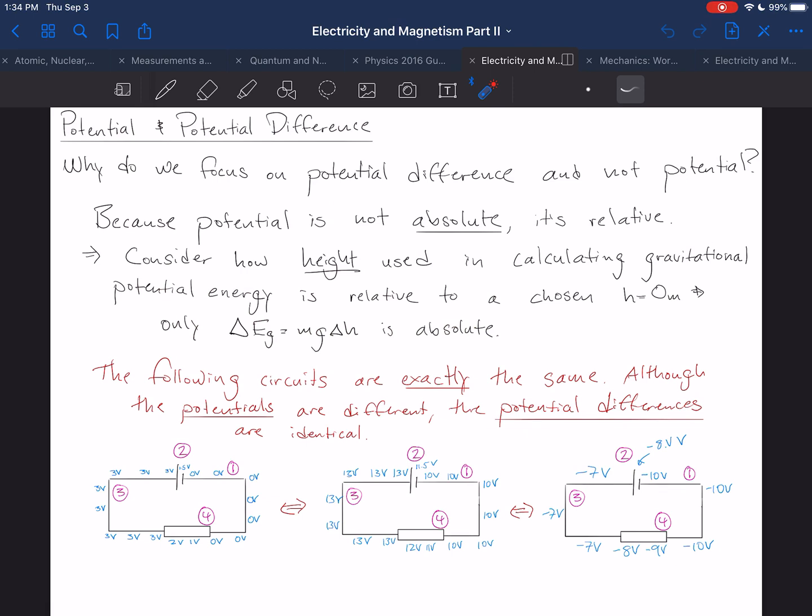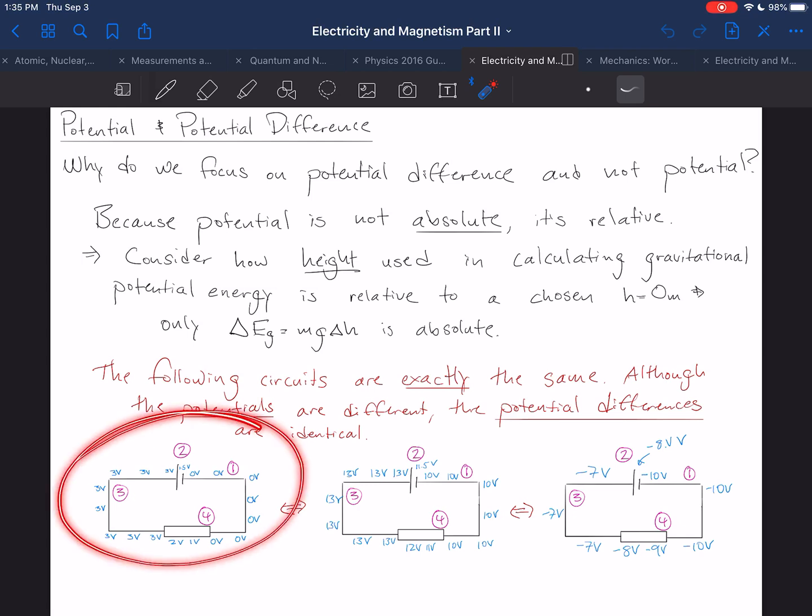So why do we focus on potential difference and not potential? As I mentioned, it's because potential is not absolute. It's relative. Just like in gravitational potential energy, we can set h equals 0 anywhere. In a circuit, we can set V equals 0 anywhere we want. So the following circuits are all exactly the same. Although the potentials given are different, the potential differences are all exactly the same.